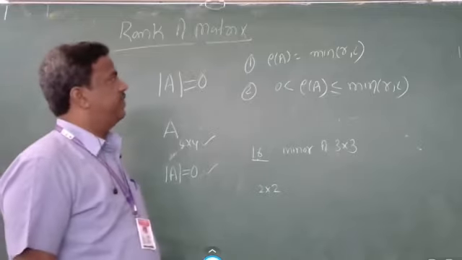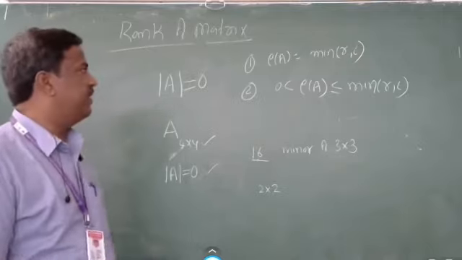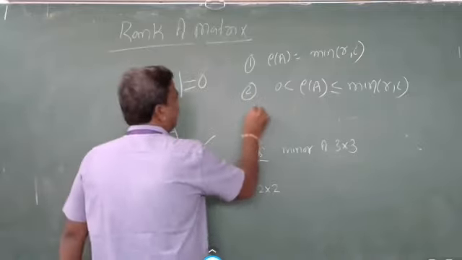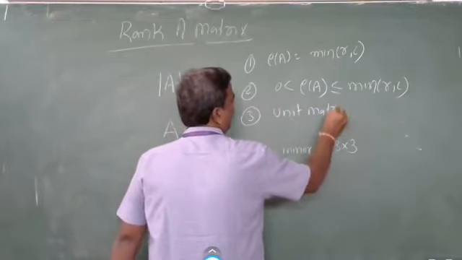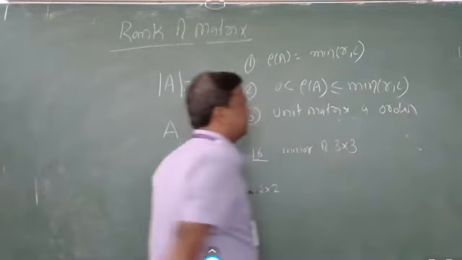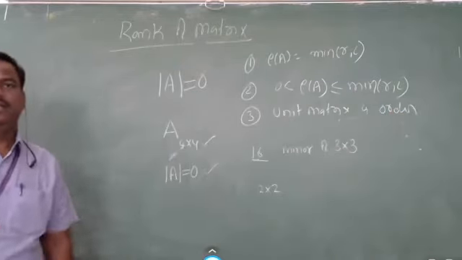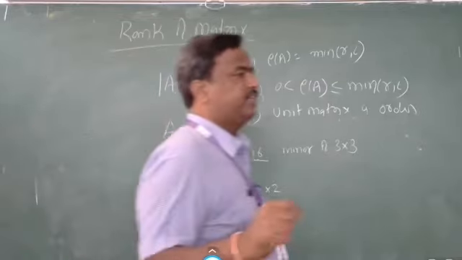And every non-singular matrix's rank is equal to its order, that means minimum of R comma C. And the rank of a unit matrix is its order. These are the three properties. Note down. So after the definition, note.